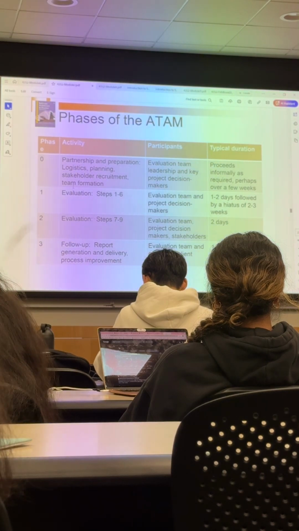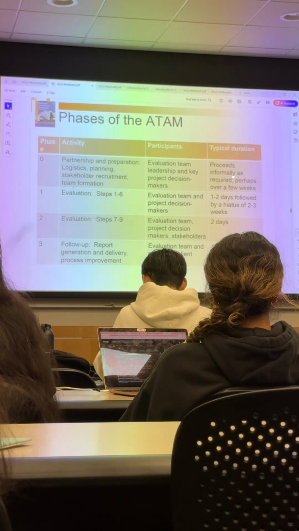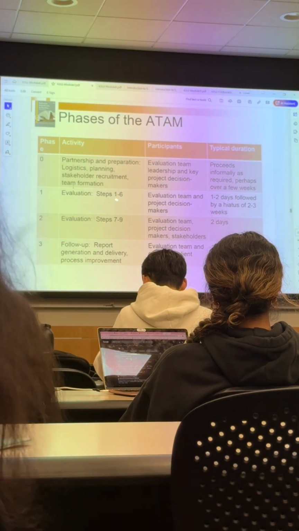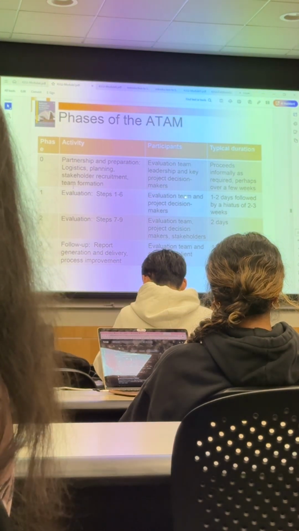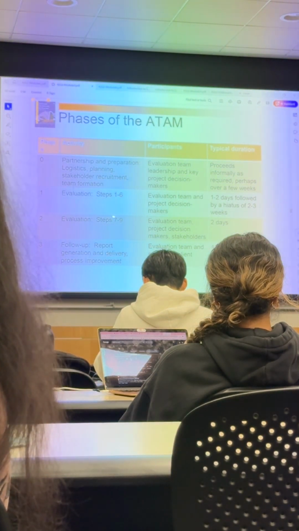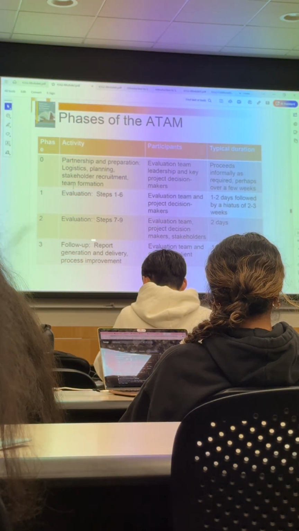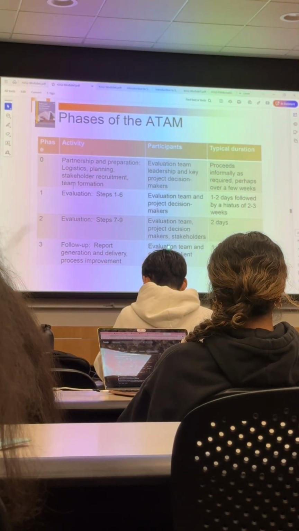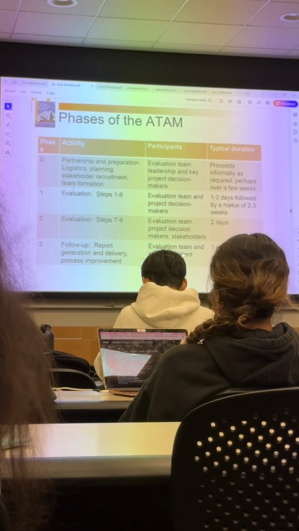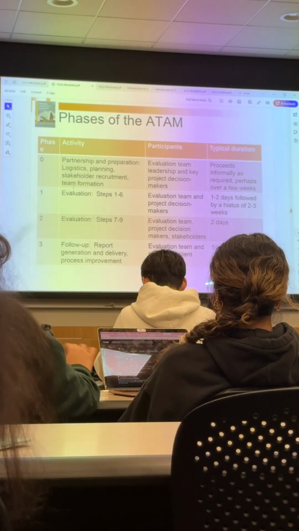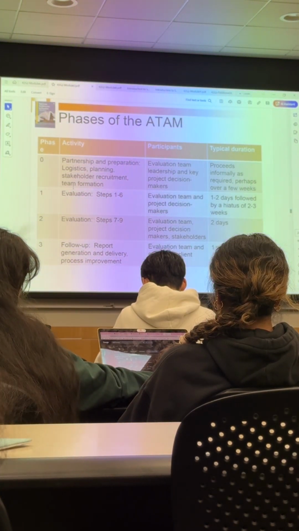You can see phases of the ATAM. Phase 0 is set up. Phase 1 is steps 1 through 6, and this is when you have the evaluation team and project decision makers. Steps 7 through 9 is when you bring in the stakeholders. And this is the follow-up, when the evaluation team and the client meet. And you can see this is a lengthy process, it's a time-intensive process.